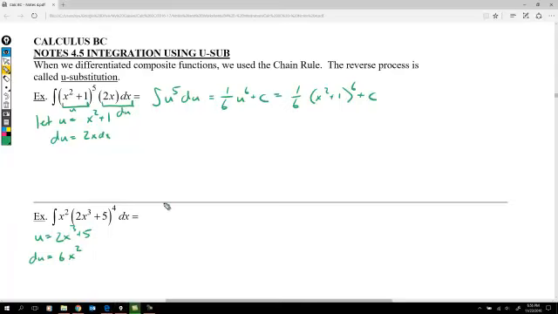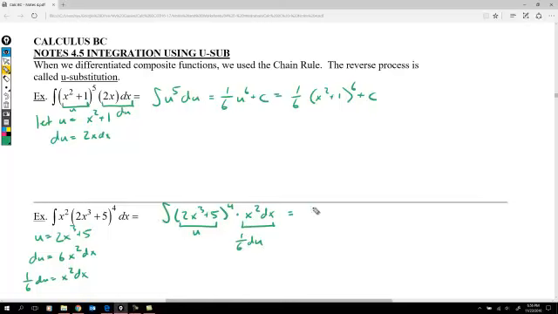Now let's take a look at what we had here. We have 2x cubed plus 5 to the fourth power, and then x squared dx. Now this we already decided was going to be u. Now here I have 6x squared dx. So that means that 1/6 du is equivalent to x squared dx. I just divided both sides by 6. And now I see that I have the exact same thing. So x squared dx is equivalent to 1/6 du.